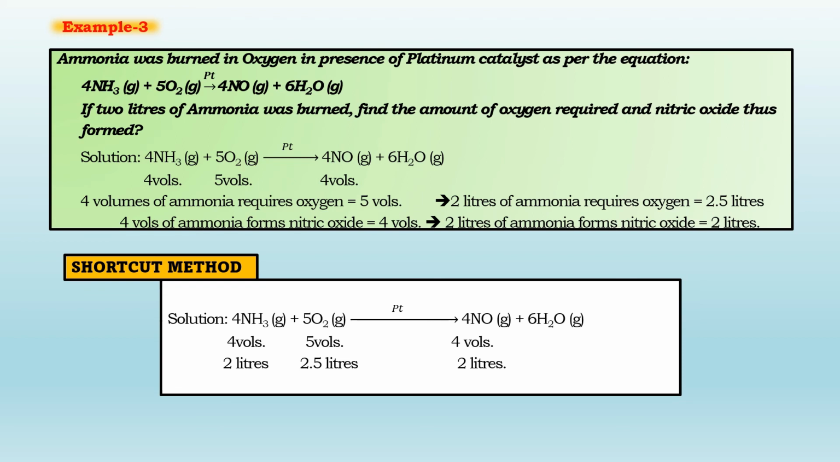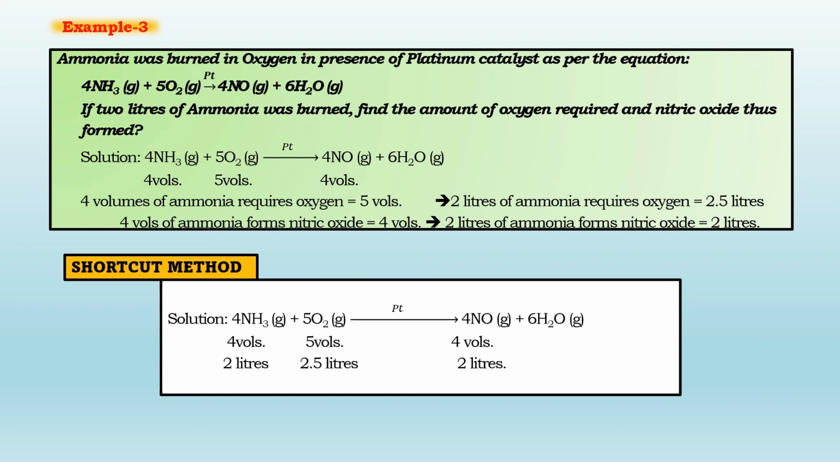Now we have 2 liters ammonia was burned. If 4 liters ammonia requires oxygen equal to 5 volume, 2 liters of ammonia will require oxygen 2.5 liters. So 4 volume ammonia forms nitric oxide equal to 4 volume. So 2 liters ammonia will form nitric oxide equal to 2 liters.